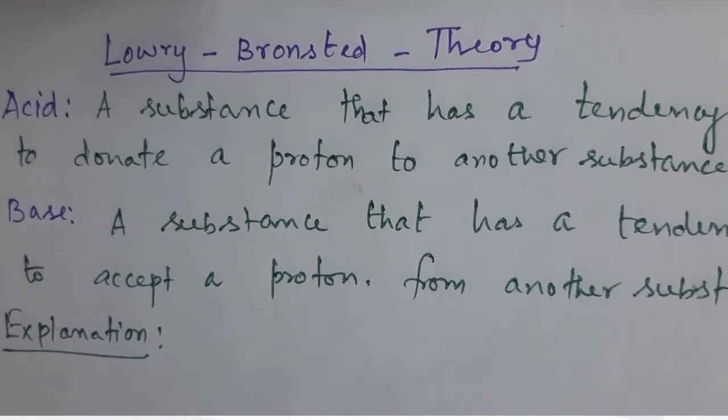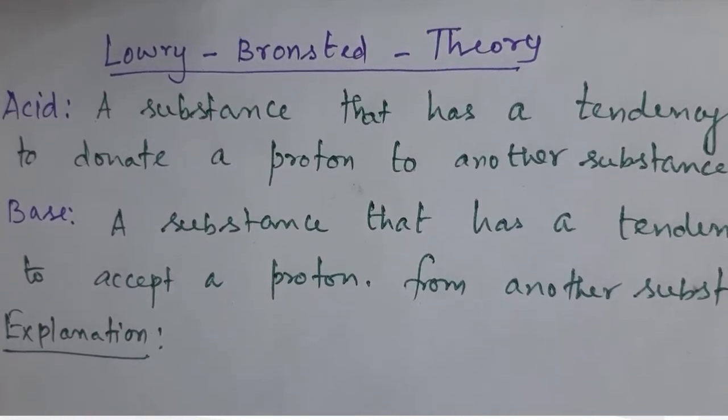In the previous video we have discussed the Arrhenius acid-base concept. Arrhenius acid-base concept has some limitations. It does not explain the basic nature of ammonia because it does not contain an OH group. So the Lowry-Bronsted concept is introduced, which explains the basic nature of ammonia.